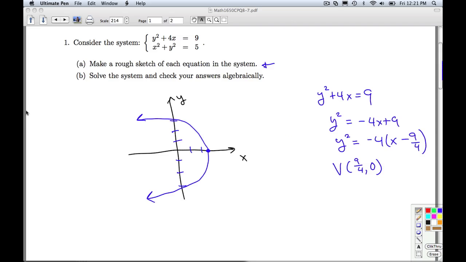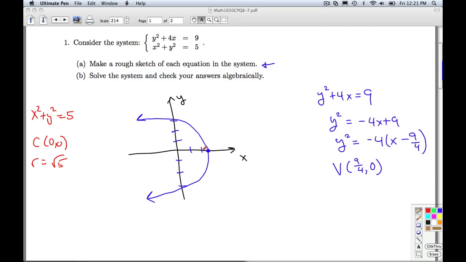What else do we have here? The other equation, x squared plus y squared is 5. Once again, thinking back to Chapter 7, that's a circle. The center's at (0, 0), and the radius is square root 5. Now, how do we approximate the square root of 5? Well, the square root of 5, unfortunately, is also something a little bit bigger than 2.